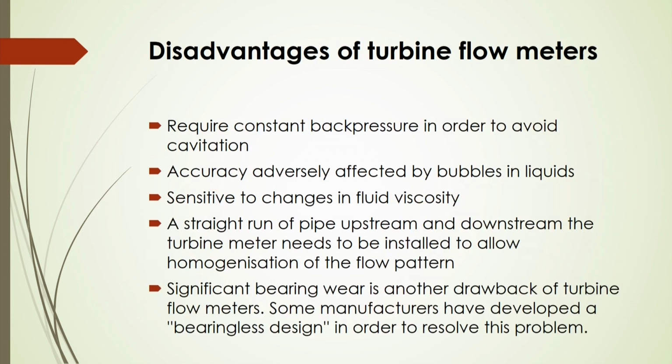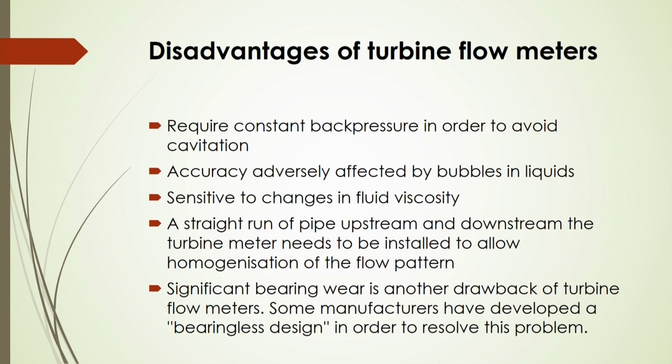Some disadvantages also are seen. Sometimes it requires constant back pressure in order to avoid the cavitation, and the accuracy is sometimes affected by bubbles in liquids. Also, it is sensitive to changes in fluid viscosity, and also the significant bearing wear is another drawback of turbine flow meters, and sometimes a straight run of pipe upstream and downstream. The turbine meter needs to be installed to allow a homogeneous flow pattern.